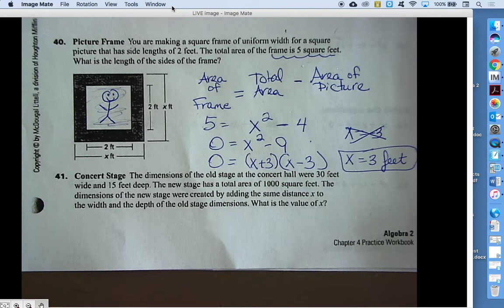So the length and the width should be 3 feet, which means that your frame is a 1 foot frame, which is a pretty big frame to have bordering your 2 by 2 foot picture. A 2 foot picture is a pretty big picture.